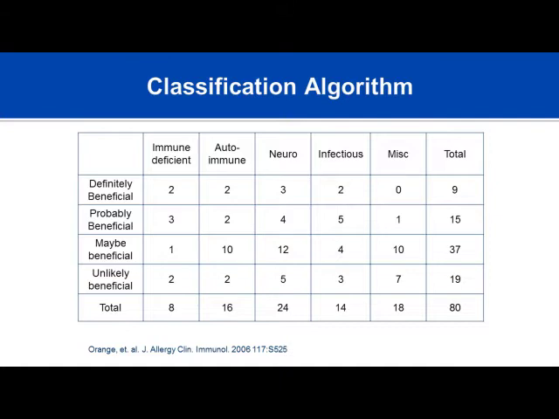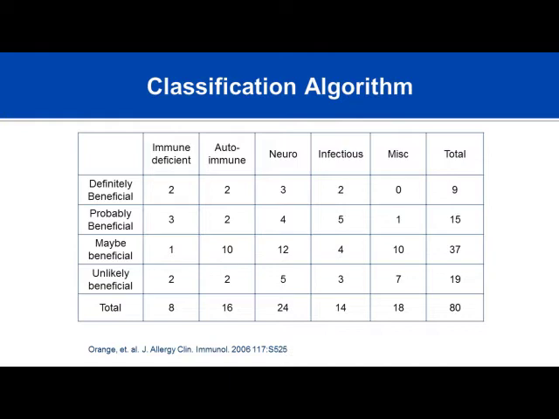When you look at the different indications, and here again this article looked at 80 different indications, it divided them according to specific categories. Across the top, you'll see the different indications, that is immunodeficient indications, autoimmune indications, neurological indications, infectious indications, and miscellaneous, and divided them according to the strength of evidence supporting their use, whether that was perceived as definitely beneficial, probably beneficial, maybe beneficial, and unlikely to be beneficial.